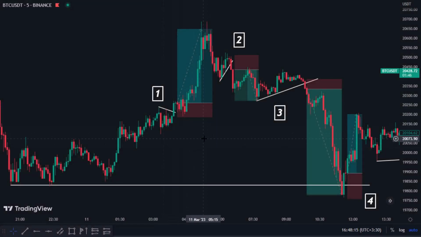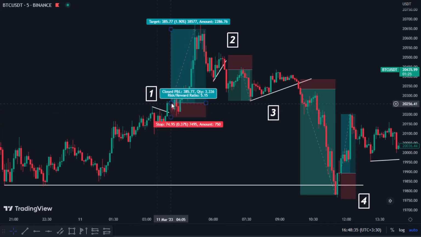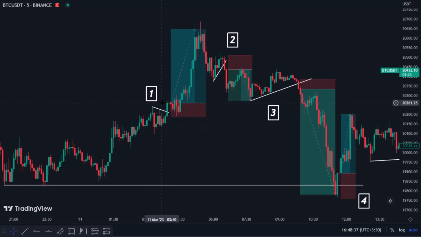Welcome back, traders. As you can see, here we are on the Bitcoin chart, 5-minute time frame. Then we're going to see the positions that I made on the 11th of March 2023. So as you can see, on the first position the price has a trend line. Bitcoin has a trend line here, broken with this green candle.